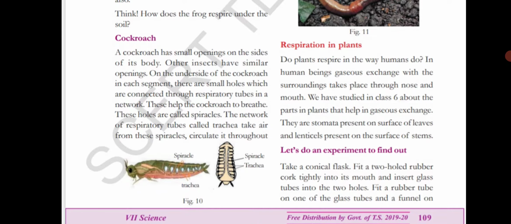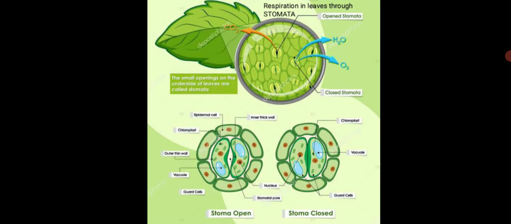Respiration in plants. Do plants respire in the way humans do? In human beings, gaseous exchange with the surroundings takes place through the nose and mouth. Yes or no? You have studied in class 6 about the parts in plants that help in gaseous exchange. They are stomata present on the surface of leaves and lenticels present on the surface of the stems. Yes or no?